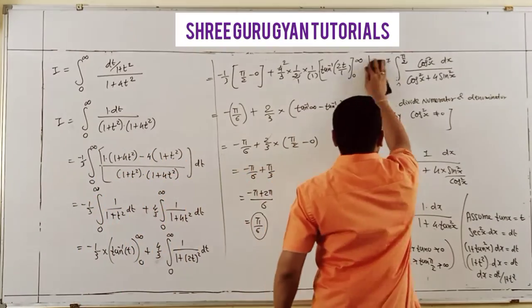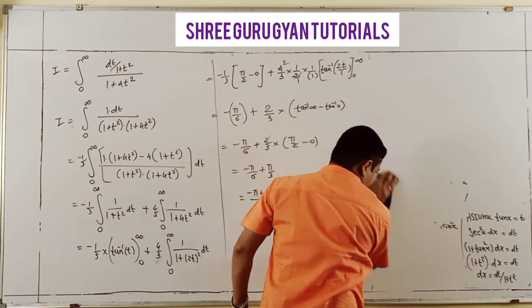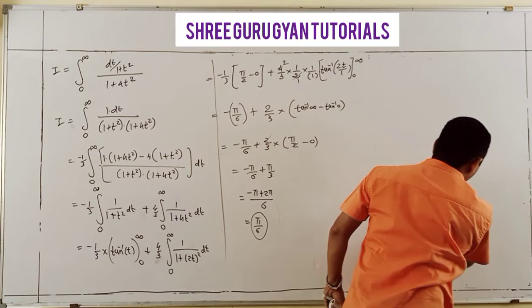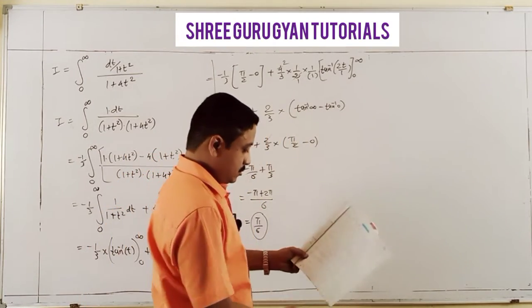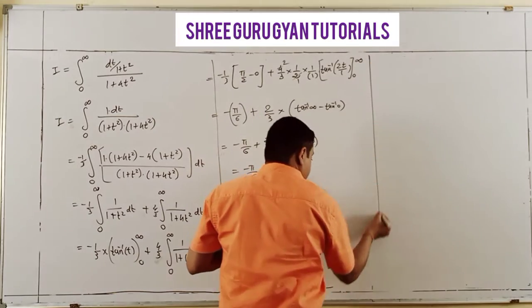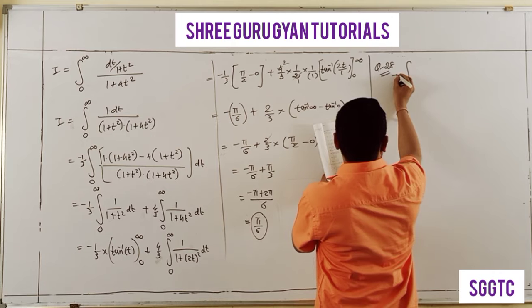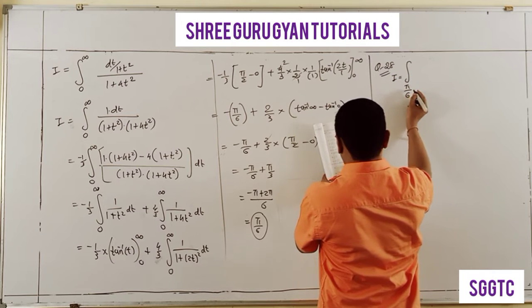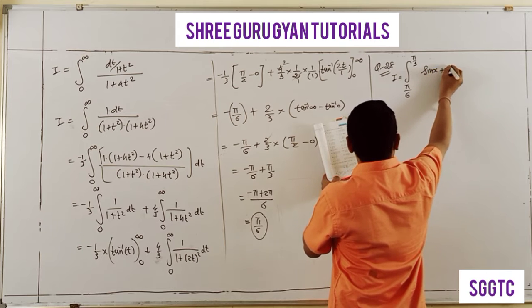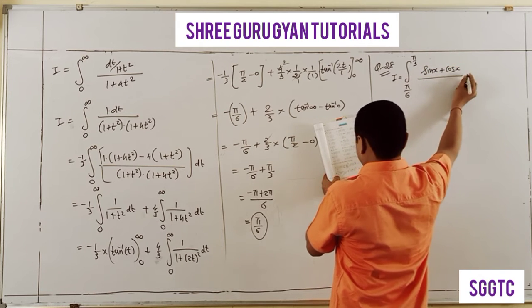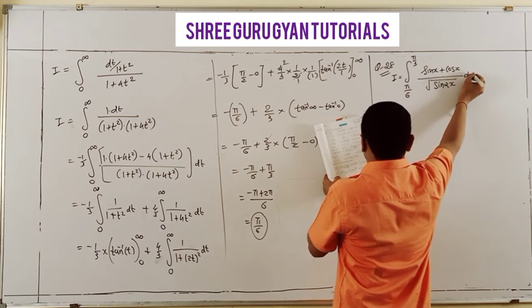Question 28: integration from pi by 6 to pi by 3 of (sine plus cos) downwards under root of sine 2x dx.